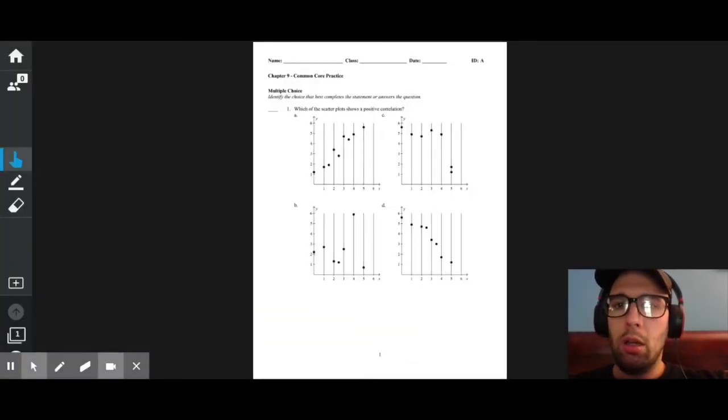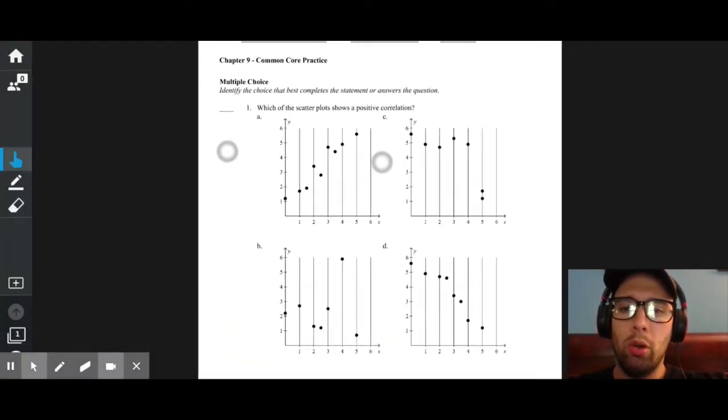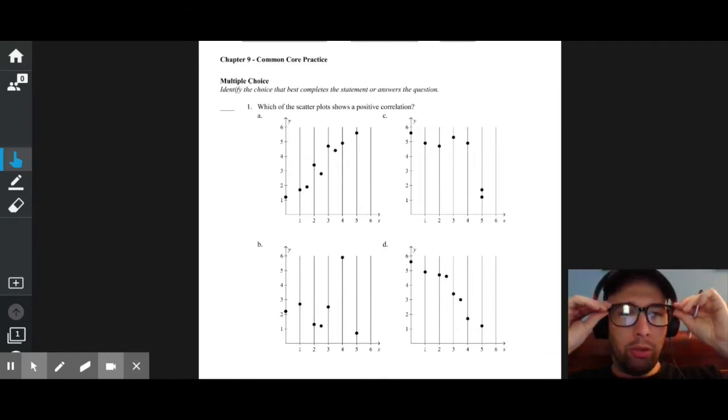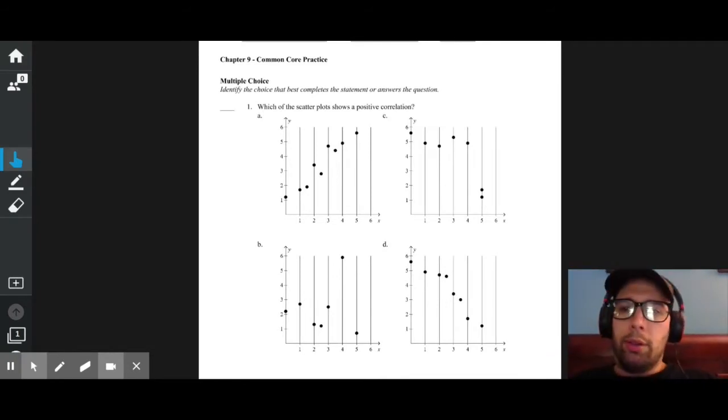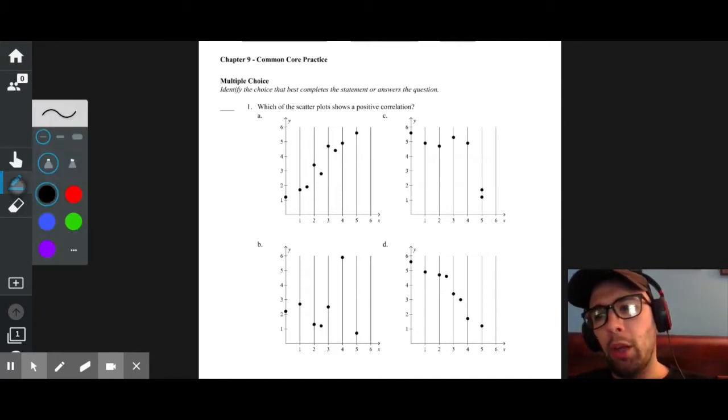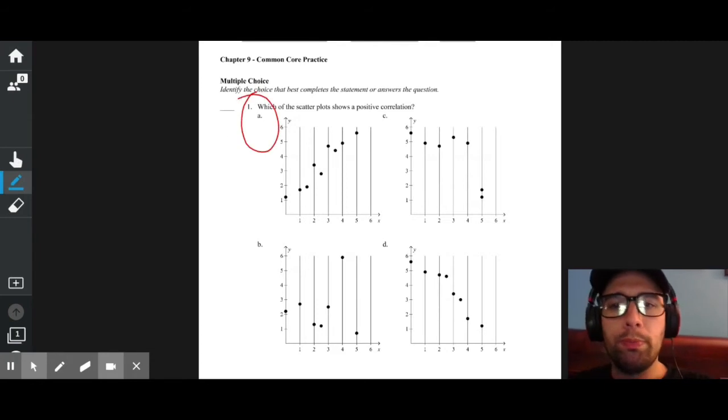Chapter 9, Common Core. Lots of scatter plots, lots of two-way tables. So let's get started. Which of these scatter plots shows a positive correlation? Okay, well, there you go.